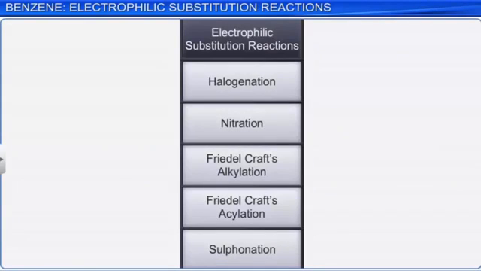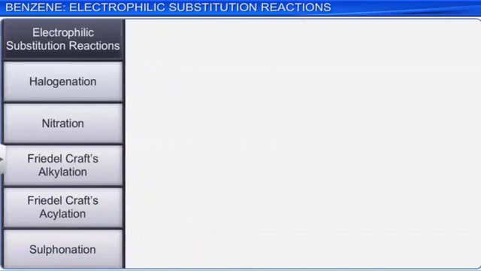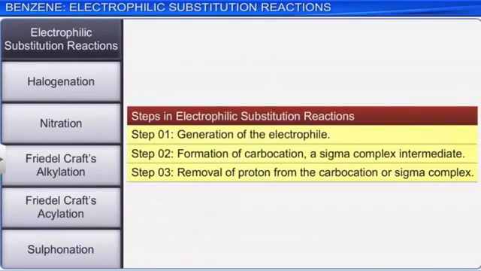Some common electrophilic substitution reactions of benzene are halogenation, nitration, Friedel-Crafts alkylation, Friedel-Crafts acylation, and sulfonation reaction. Before we proceed into the detailed study of each type of reaction, let us have a look at the mechanism of a general electrophilic substitution reaction.